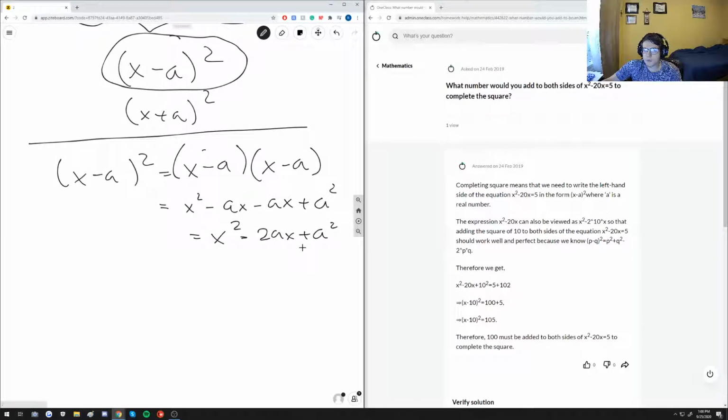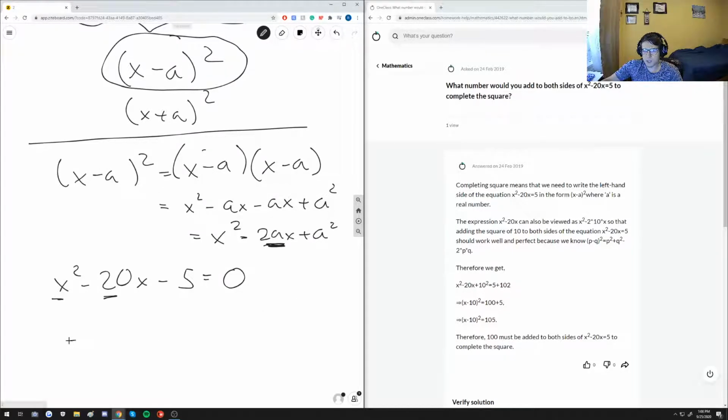So having this, we can now compare this to the quadratic equation we have: x squared minus 20x minus 5 equals 0. If we can only add a constant term to both sides, a number, because we can only add a number to each side, we know that these two terms are going to stay the same. So let's find the value of a like it is in our expanded form of x minus a squared.